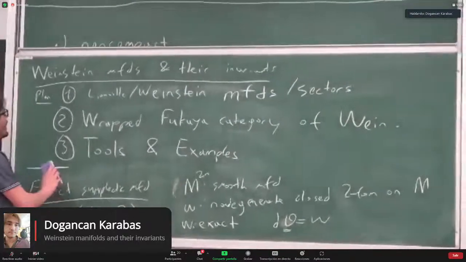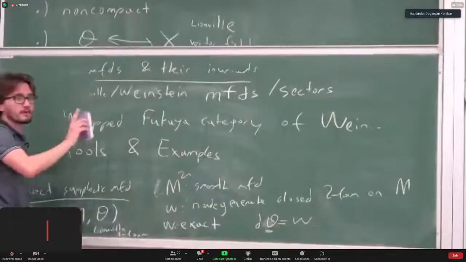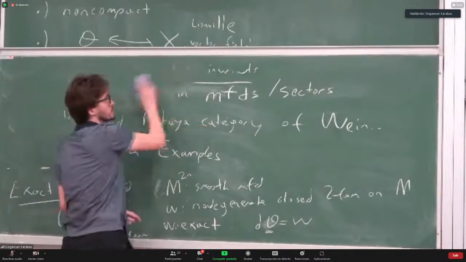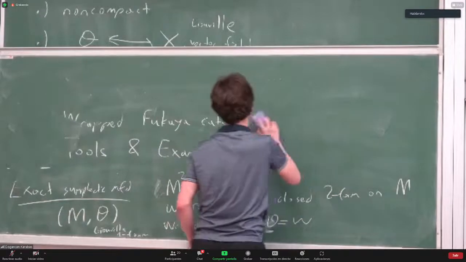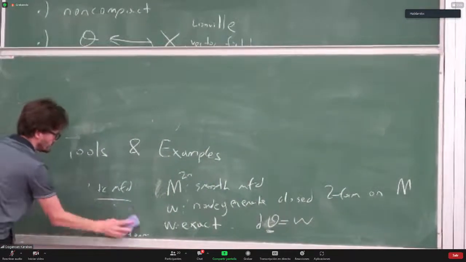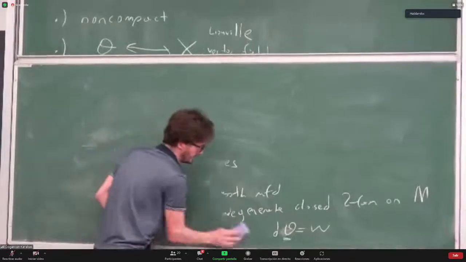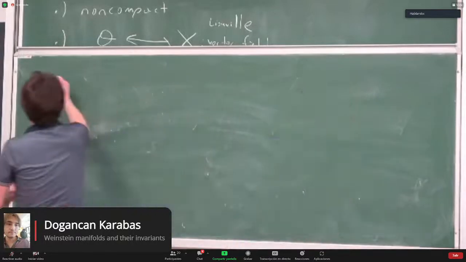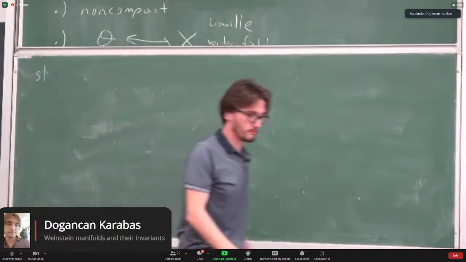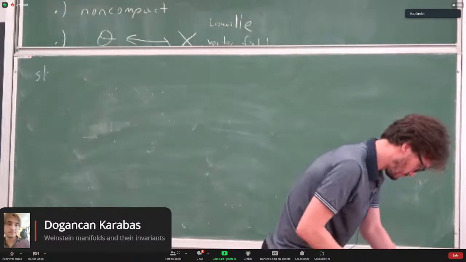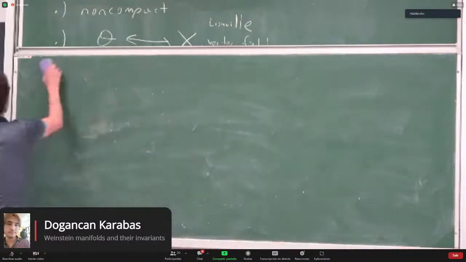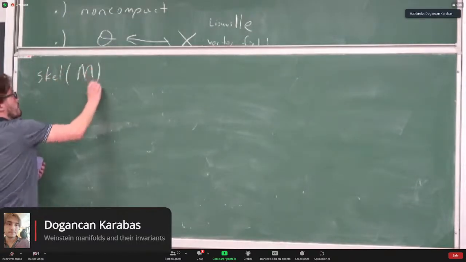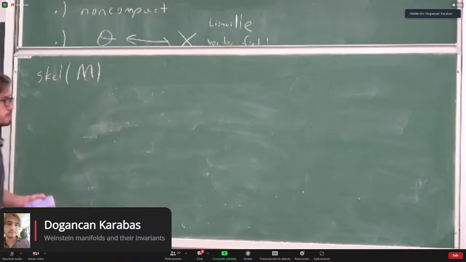Okay, so I will talk about finite type. First I will talk about the skeleton. Let's keep that picture, I will use that. I will give more examples also, by the way. Just let me first define the skeleton. The skeleton of a Liouville manifold.